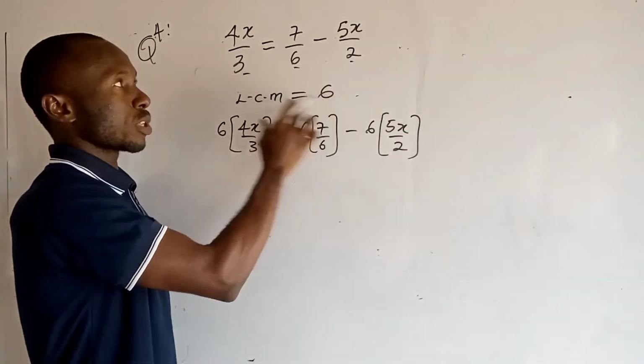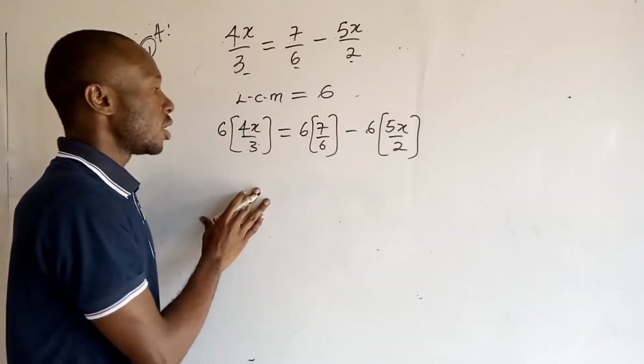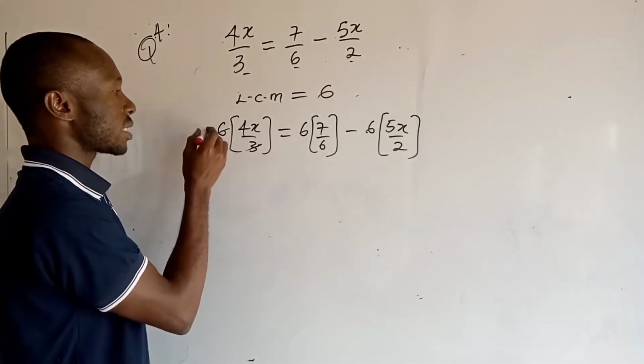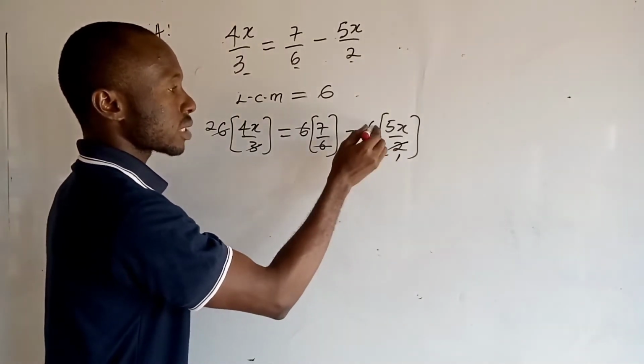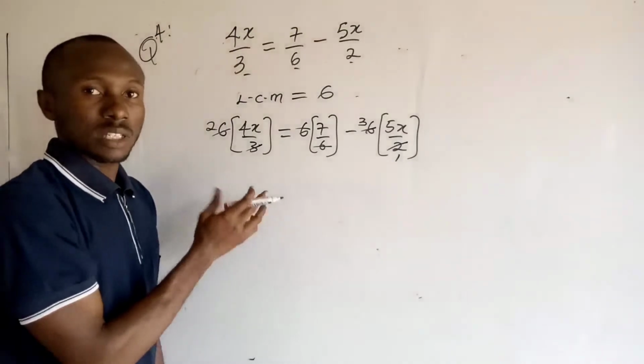When you get the LCM, you multiply it to both sides of the equation, so that 3 can cancel out 6 and you're left with 2. 6 will cancel out 6. 2 will cancel out 6 and you're left with 3. Then the next thing is to distribute.